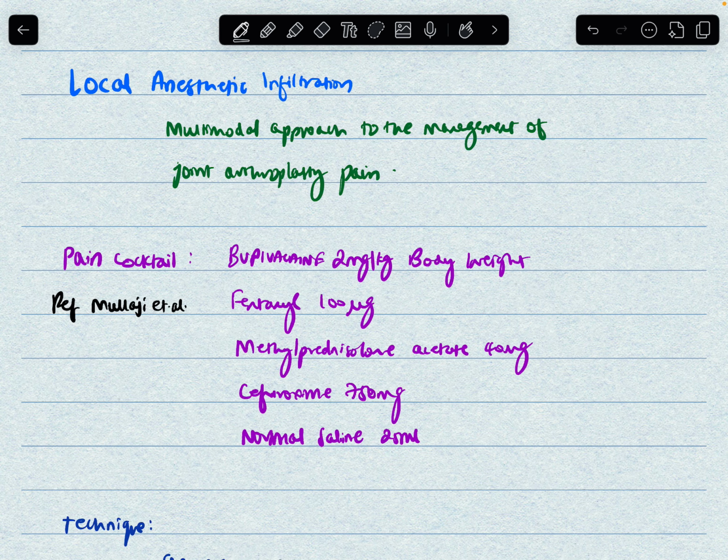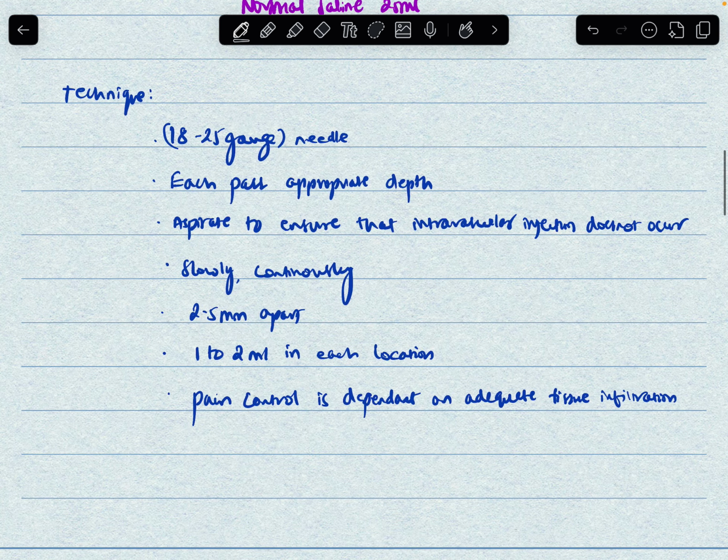And the technique of periarticular injections is as follows. We use 18 to 25 gauge needles, and each pass of the injection should be to the appropriate depth and aspirate to ensure intravascular injection does not occur. The injection has to be given slowly and continuously, and there should be at least a distance of 2.5 mm between two sites of the injections, and at each location around 1 to 2 ml of infiltration has to be given.